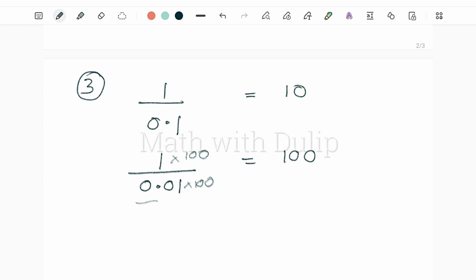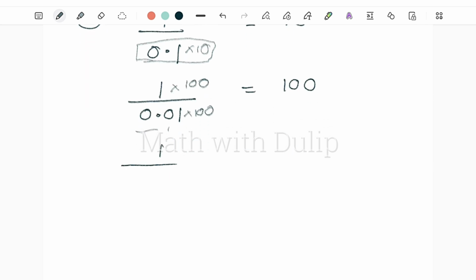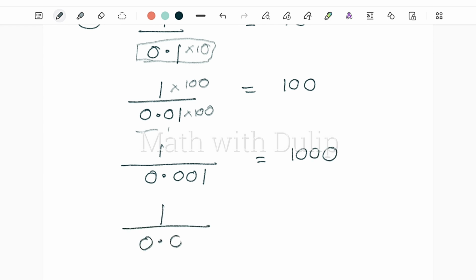Also the first example, 0.1, to remove the decimal, I have to multiply by 10, and the top also I have to multiply by 10. Then the bottom becomes 1 and the top becomes 10. So 10 divided by 1 is 10 and 100 divided by 1 is 100. Similarly, 1 divided by 0.001 means 1,000, and 1 divided by 0.0001 means 10,000.